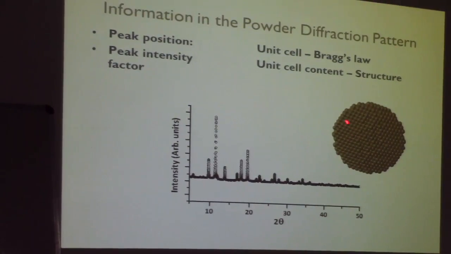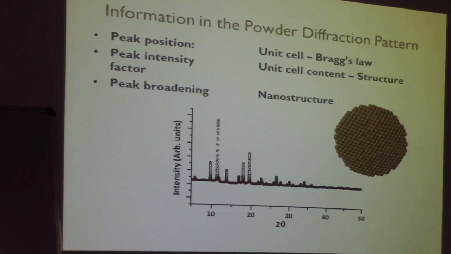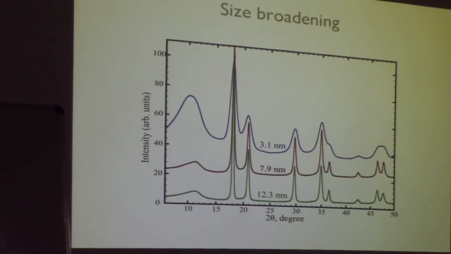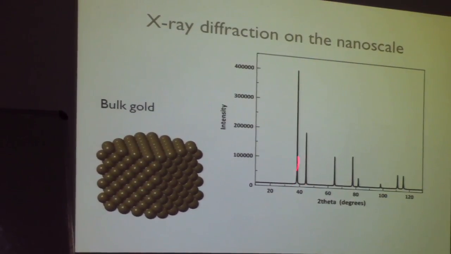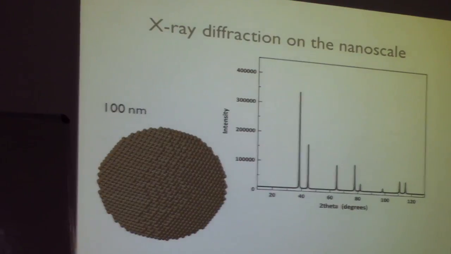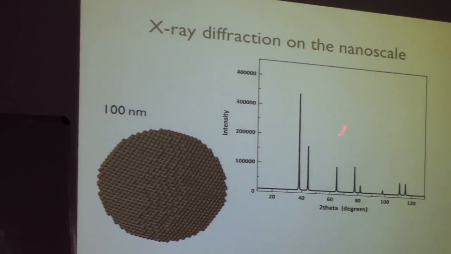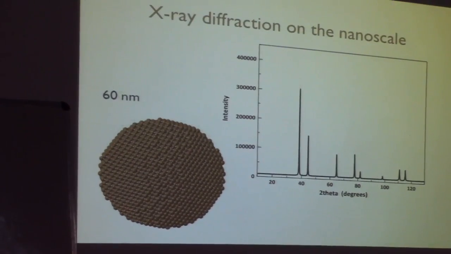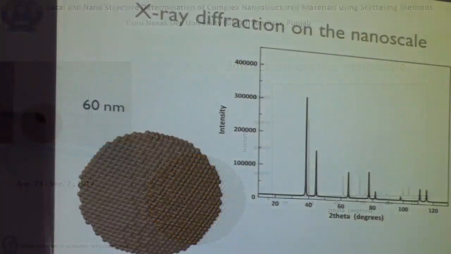Okay, so peak position gives the unit cell, peak intensity gives the unit cell content. The peak broadening tells you about particle size and nanostructure. So broader and broader, it's kind of illustrated here. This is a diffraction pattern from bulk gold, and these Bragg peaks are extremely sharp. Now we have 100 nanometer particle, on the same scale. You see that the intensity came down for 100 nanometer particle, but the peaks are still pretty sharp. 60 nanometers, it's coming down, and now you can start to sense some little bit of broadening.